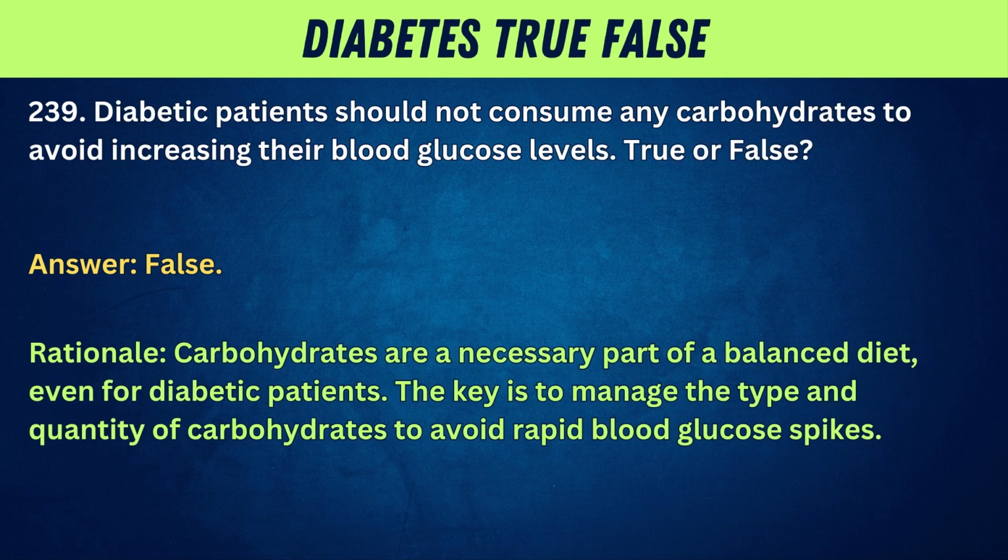239. Diabetic patients should not consume any carbohydrates to avoid increasing their blood glucose levels. True or false? Answer: false. Rationale: carbohydrates are a necessary part of a balanced diet, even for diabetic patients. The key is to manage the type and quantity of carbohydrates to avoid rapid blood glucose spikes.